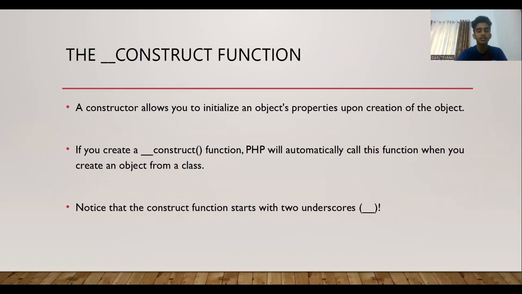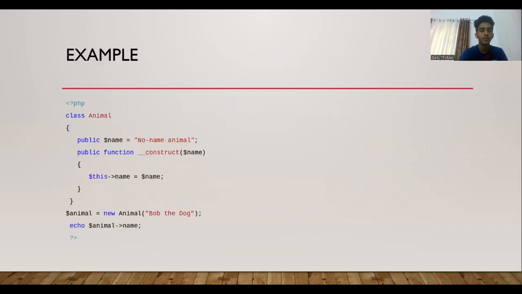The construct function. A constructor allows you to initialize an object's properties upon creation of the object. If you create a construct function, PHP will automatically call this function when you create an object from a class. That means we don't have to explicitly call the function. It will automatically call at the time of object creation. The construct function starts with two underscores.